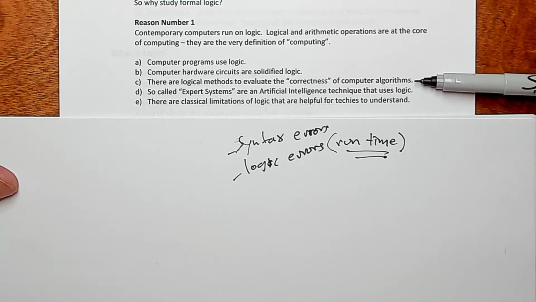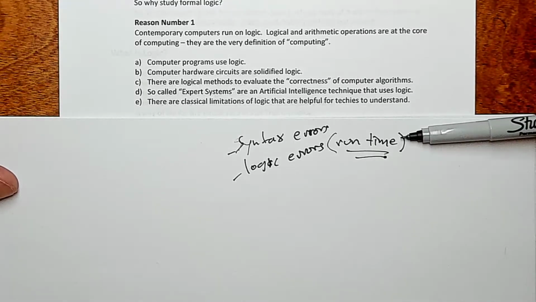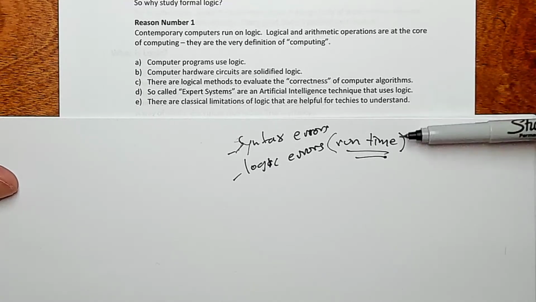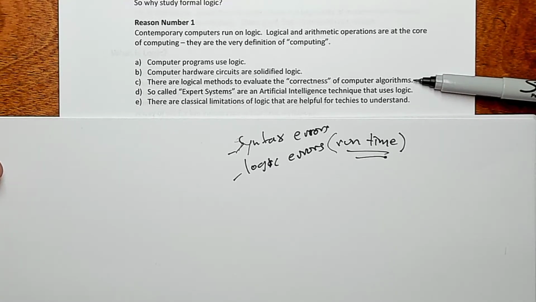So if somebody can invent a formal method to find these kinds of logic errors, that is a program that checks your program to see if it is logically correct, that would change the industry completely. It might result in a lot of jobs being lost. So that's something to keep in mind.